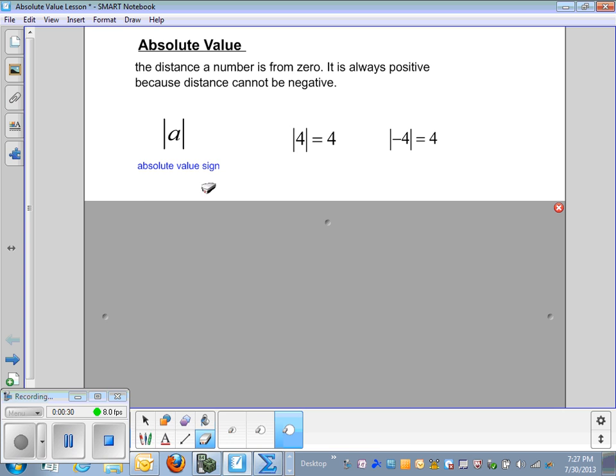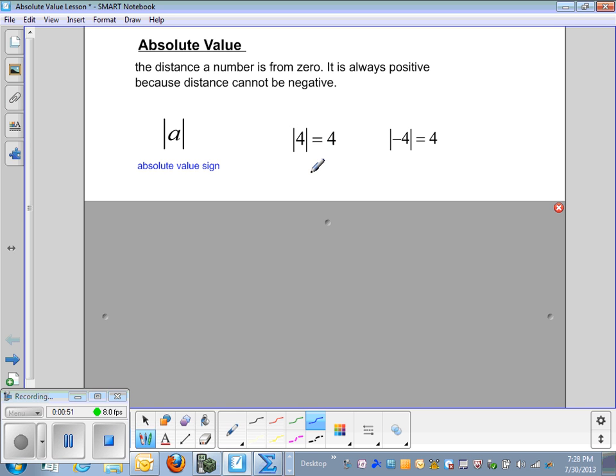The absolute value sign is 2 vertical bars. We calculate whatever's in between those 2 bars. We then remove the bars and make the number positive. So when we have something that looks like this, we call this the absolute value of A.